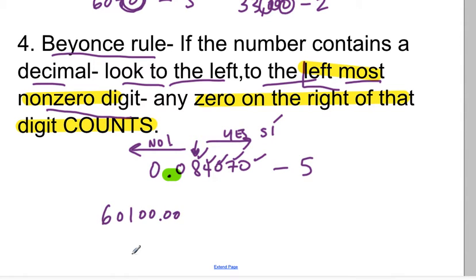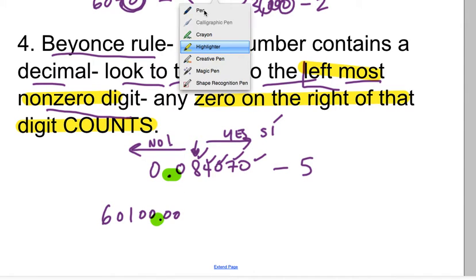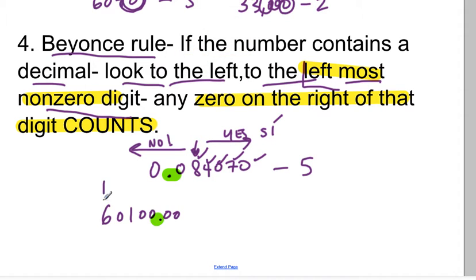60100.00. How many sig figs does that have? Well, the first thing I notice when I look at the number is it's got a decimal. So I'm going to use the Beyonce rule. The leftmost non-zero digit is going to be 6. No on this side. See on that side, which means that 0, that 0, that 0, that 0, and that 0 counts. The 6 and the 1 count. So you end up with 7 significant figures in that number right there.